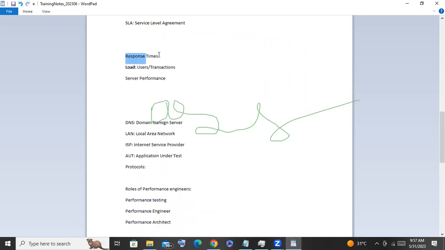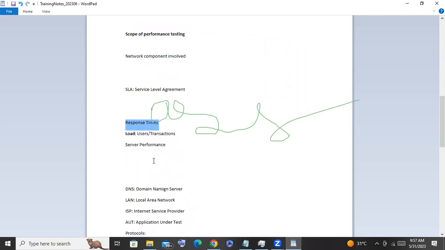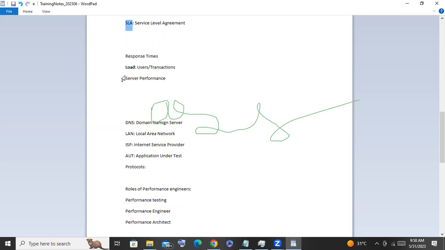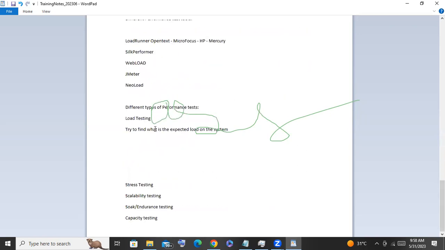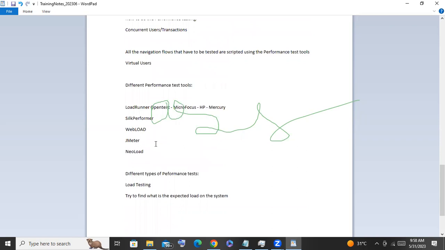To take that much load, which we are expecting. While that load is on the system, the response times of the application remain under the SLAs. Yes, it should meet the SLAs, and you would also try to check the server performance. Clear about it, guys? So that is what we would try to find out in load testing.